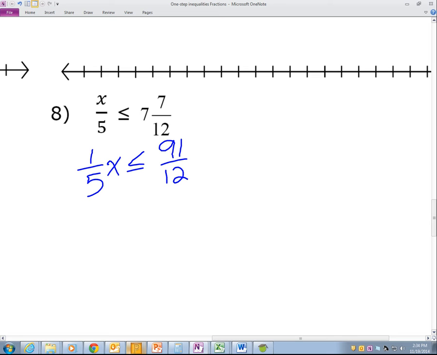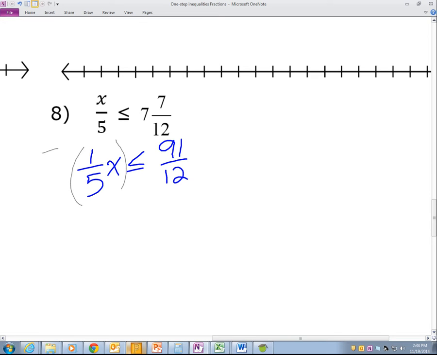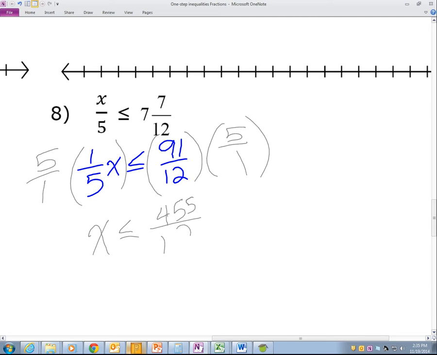So 1/5 x, how do we get x by itself? Yeah. There we go. Multiplying by the reciprocal of the one that's stuck to x. So we have 5 over 1. It's positive, so we're cool. That would leave x here, and this is where I'm going to stop this one. X is 91 over 12 times 5, which would be 455 twelfths. Simplify that, graph it, and that's how you do that.